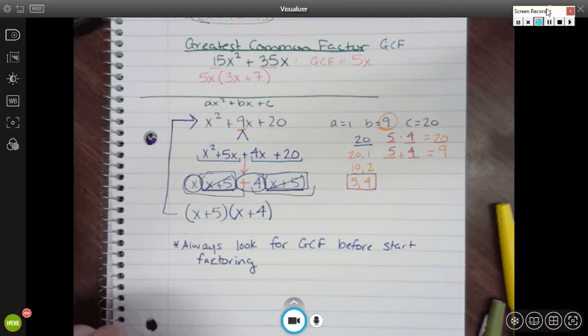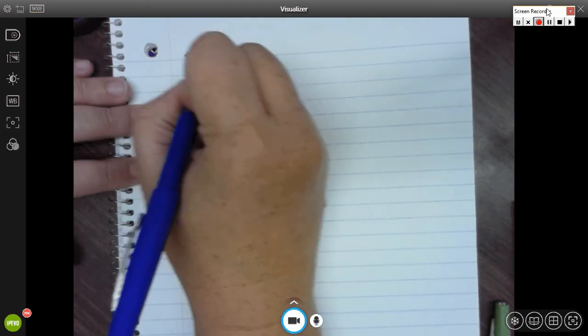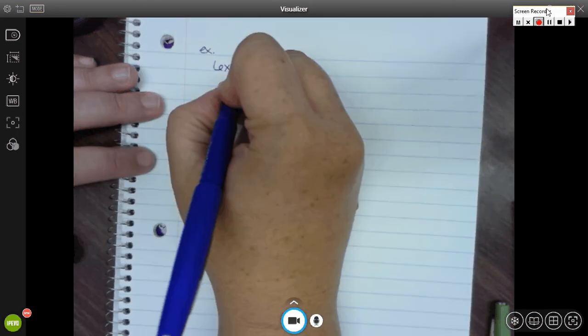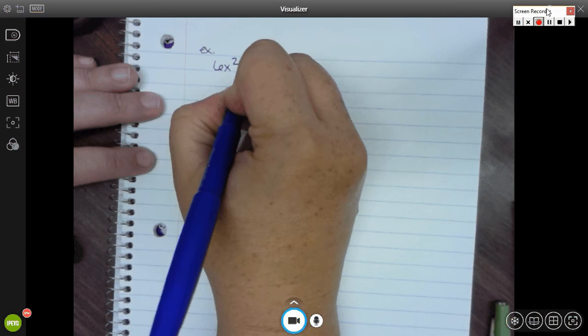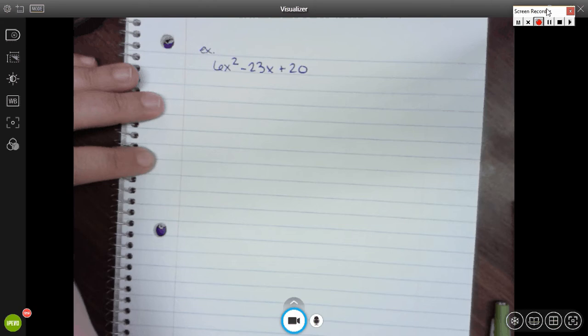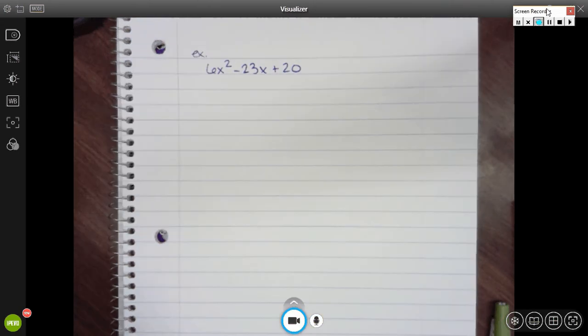All right, let's look at another example. Maybe one with a little bit different signs here. Let's say I have 6x squared minus 23x, and here you see I got a minus, we haven't done one of those, plus 20. So I'm looking overall, is there a GCF that I can take out of everything? And the answer to that is no. I can't. There's nothing that I could divide everything by without a remainder.